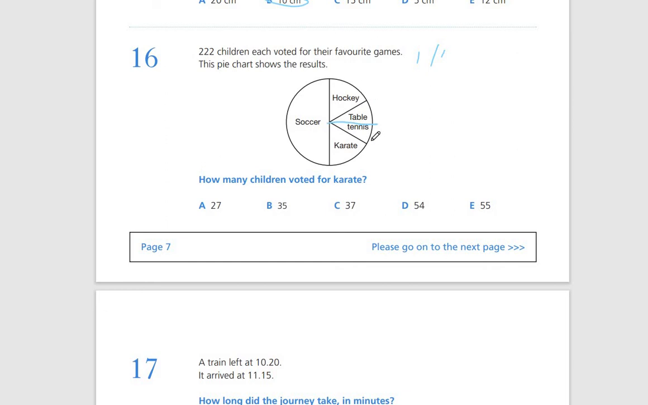And then, this is basically the next bit. That's half. So I just split in 3 parts. Hockey, table tennis, karate, they're all the same. Meaning the other half, 111, is divided by 3, because I want to look at karate, which is 1 out of 3. If I work that out, I get 27. So the answer is C.